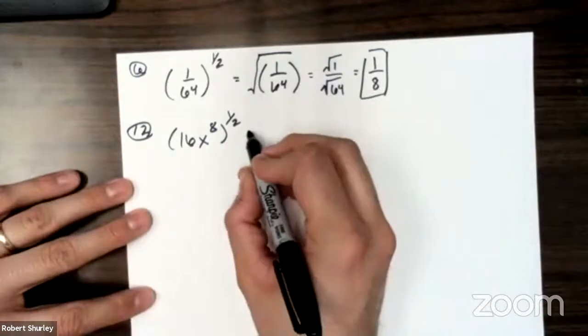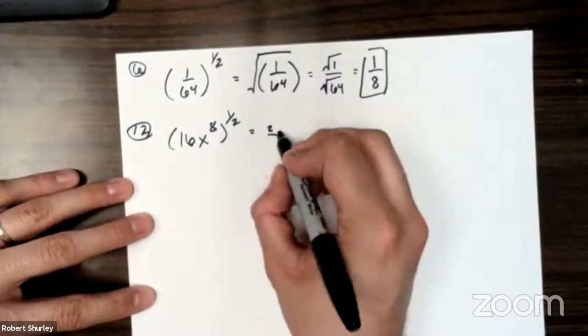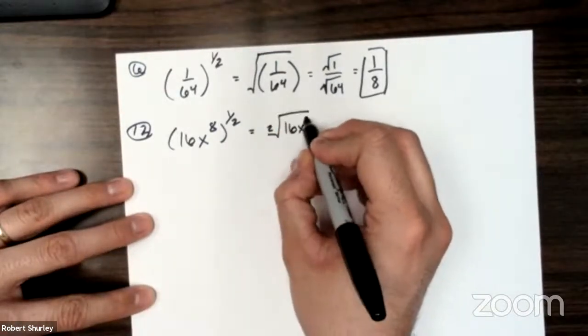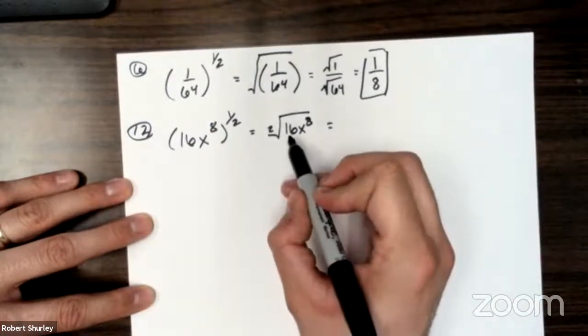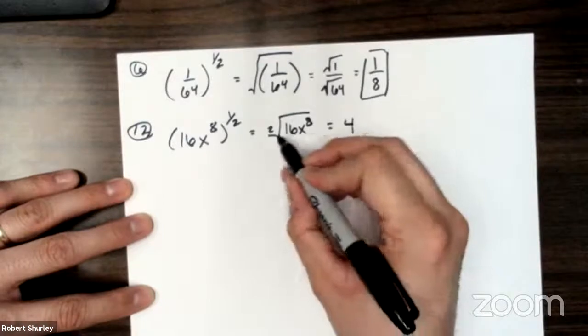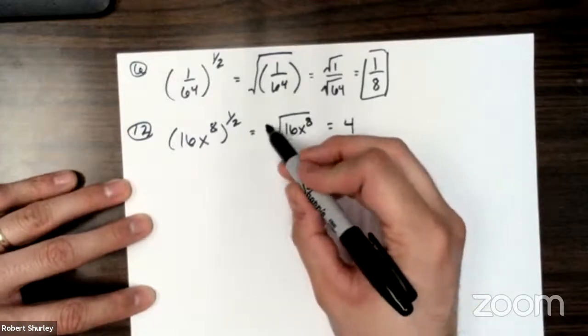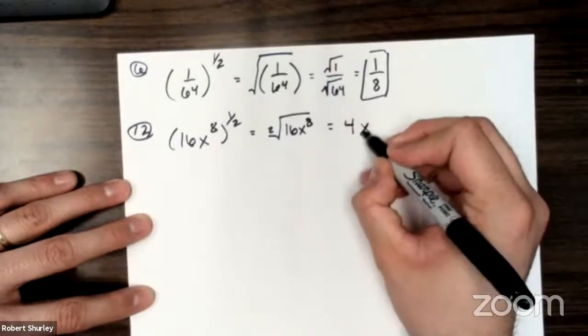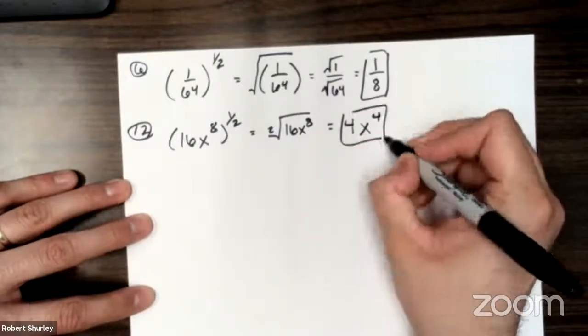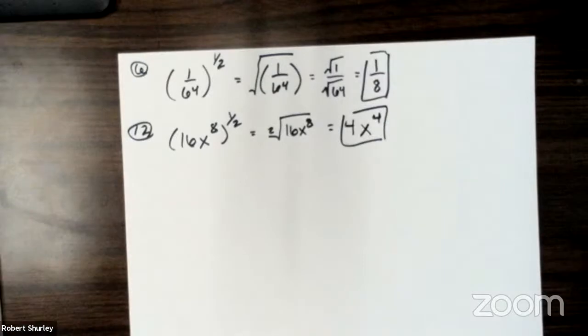Okay, so if I was going to work this one, it's the square root, right? Because there's a 2 under there. 16x to the 8. And remember, we can take the square root of both of these, right? The square root of 16 is just 4. The square root of x to the 8th, remember I have to say how many times does 2 go into 8? Because it's an exponent. So it's x to the 4th power. So 4x to the 4th power.